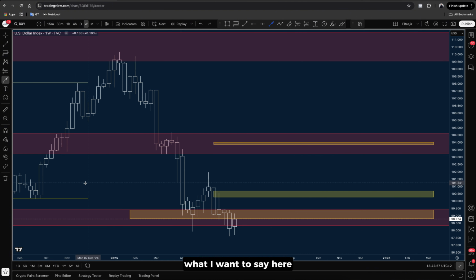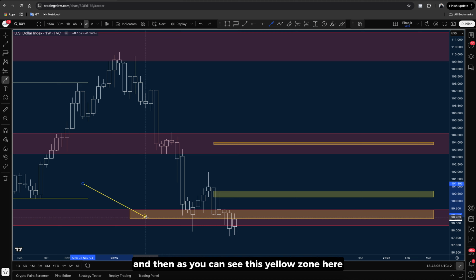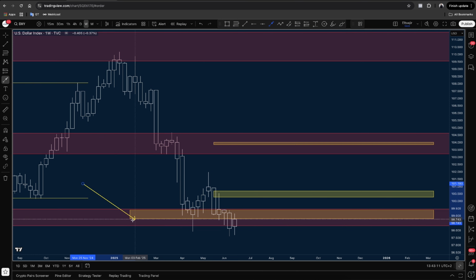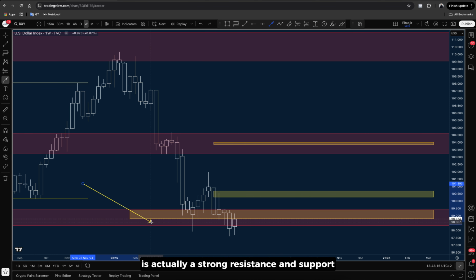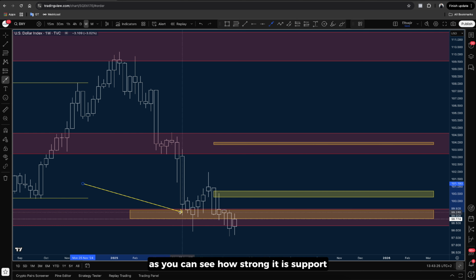Anyway, what I want to say here is that when the price broke below here, it came to retest this zone nicely. And as you can see, this yellow zone here, which also crosses with the red zone, shows that this area, depending on where the price is, is a strong resistance and support. If the price is above, it is support. If the price is below, it is resistance. As you can see how strong it is. Support.